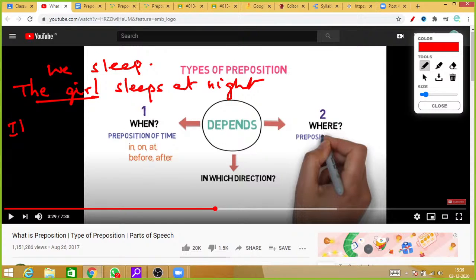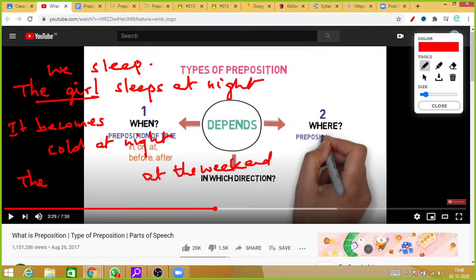Yeah, we can say it becomes cold at night. Or we can say at the weekend. What happens at the weekend? Something happens at the weekend. The play will be staged at the weekend. When? At the weekend. Okay? So, the play will be staged at the weekend. कब होएगा प्ले? वीकेंड पे होएगा. कब होती है ठंड? At night. So everywhere we are using at.